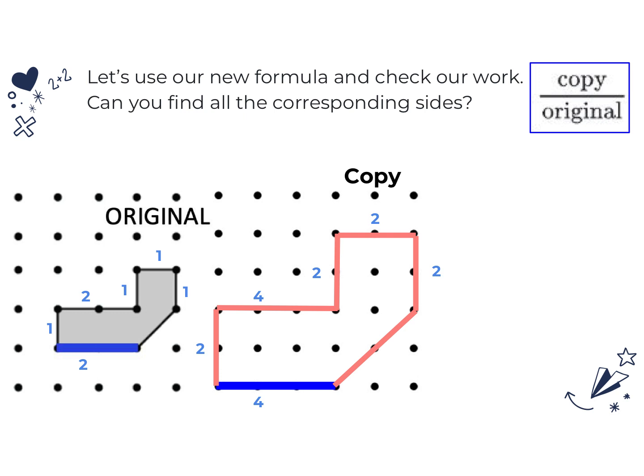So here we have what we just completed. We have our original shape right here, and we have our copy shape right here. You can see that up on the top I have some new instructions. I'll read them out for you. Let's use our new formula, that would be this one over here, copy over original, and check our work. Then it says, can you find all the corresponding sides? So I want to do that work together with you first, before we work on the copy over original formula.